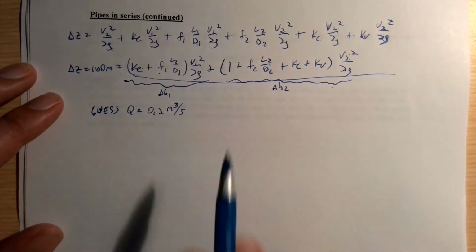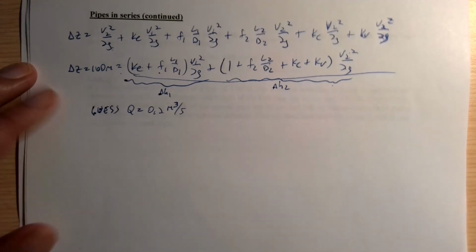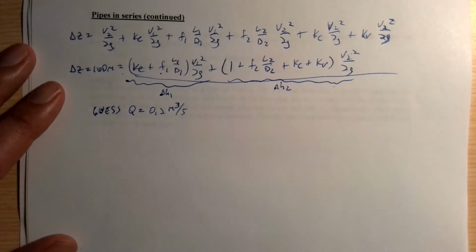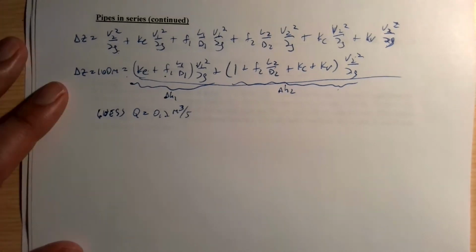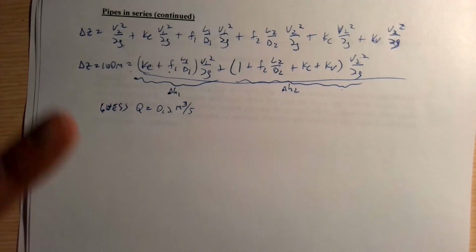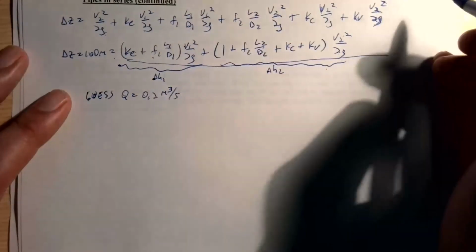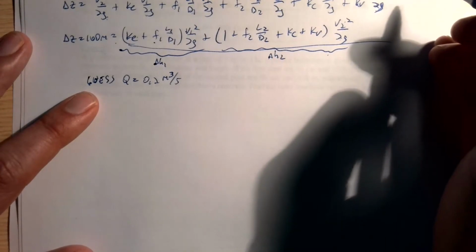The smartest way I could tell you would probably be to assume it's between 1 and 2 meters per second for the velocity in one of the pipes, and then see what Q that gives you, because it's typically going to be around that in a real pipe. But anyway, here we're just guessing it's 0.2, and then we're going to see what happens.